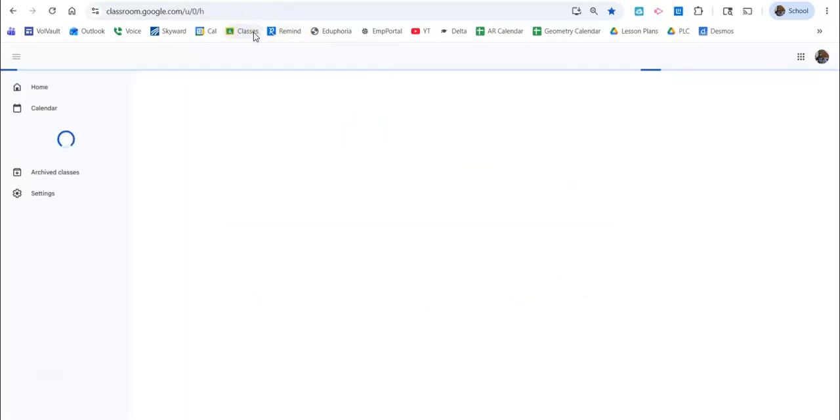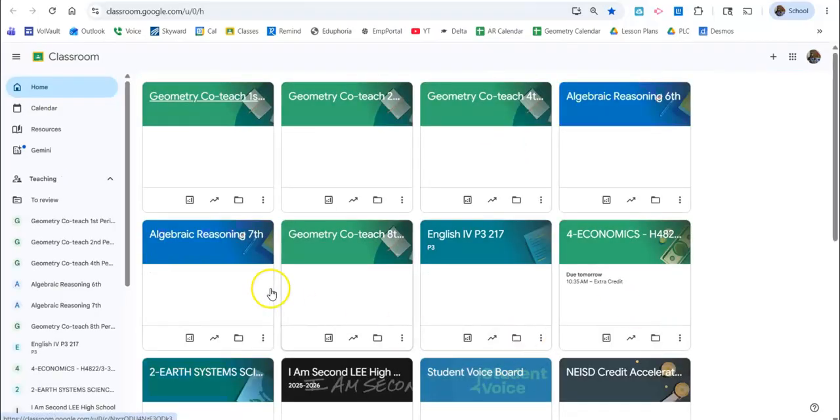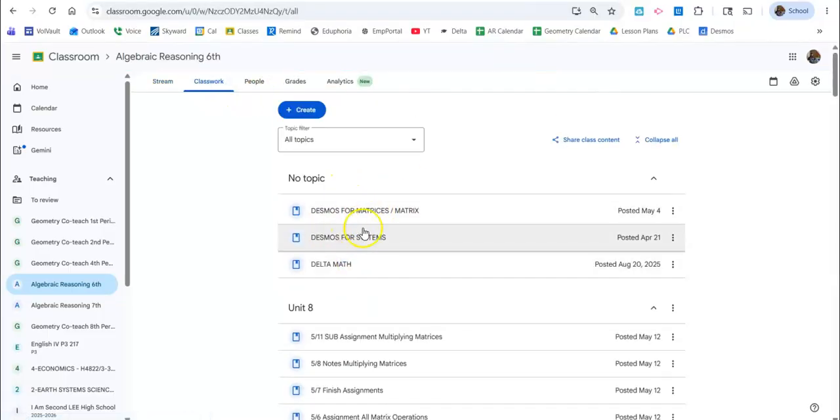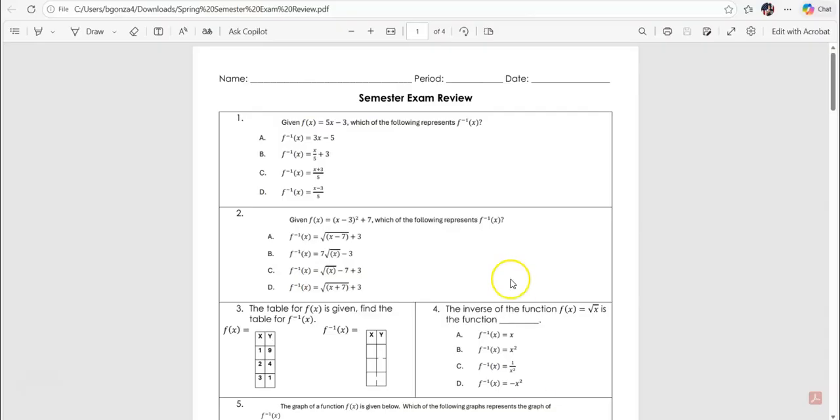All right, so for our final review, we are going to use the Desmos calculators that are in the Google Classroom, if it'll load. All right, so 6th or 7th period. Remember, there are two different calculators. You can use this one for all the regular calculations and for systems, and this one right here is for matrices. So let's see what our questions are.